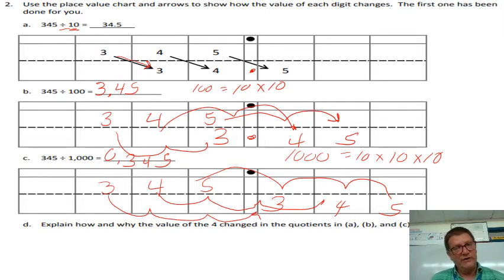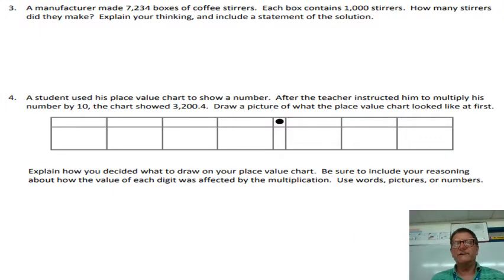If you're dividing by 100, it's going to move 2 place values. If you're dividing by 1,000, it will move 3 place values because 1,000 is 10 times 10 times 10. Okay, now let's try some word problems to see if we can apply what we've learned.